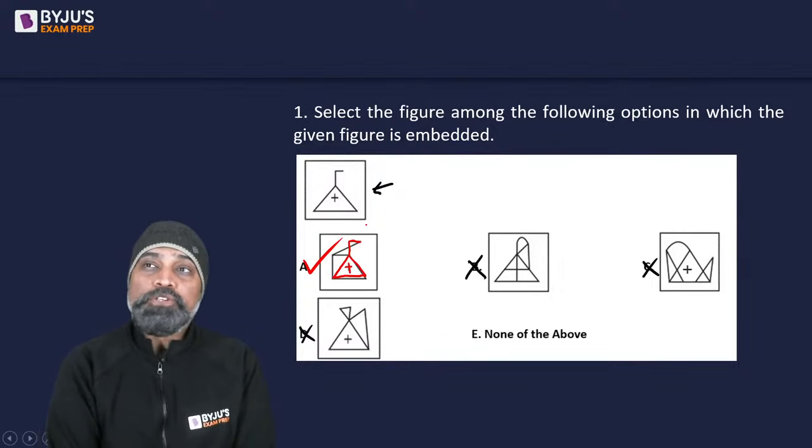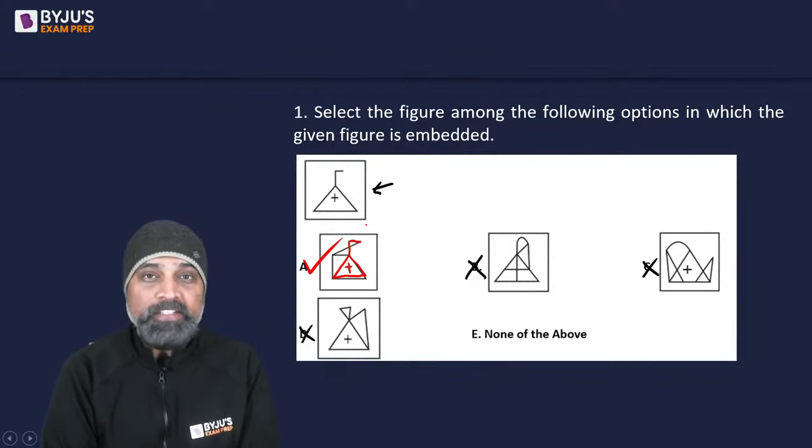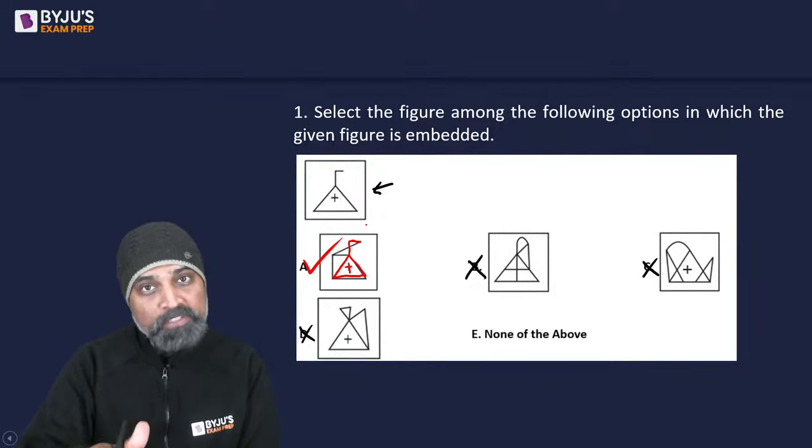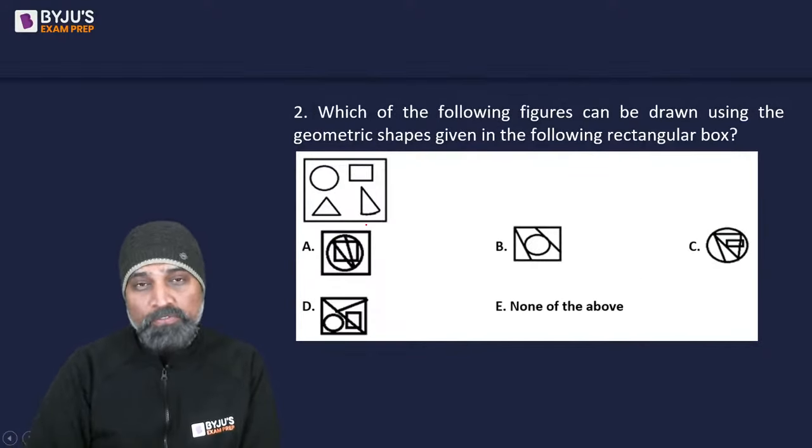So visual reasoning questions are either very easy or sometimes very complicated. You do not get a moderate level. It's either easy or it's complicated. Well, in MH-CET, you will obviously find the easy ones.